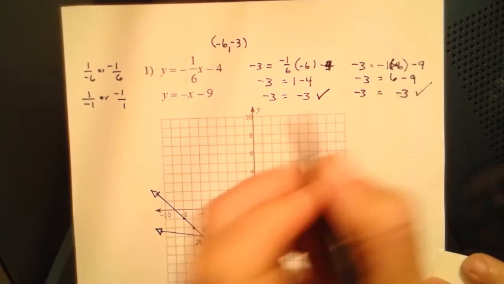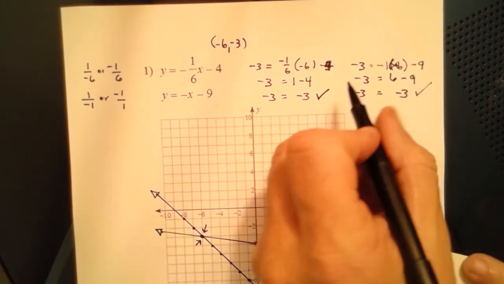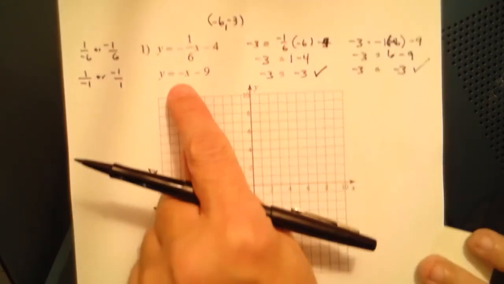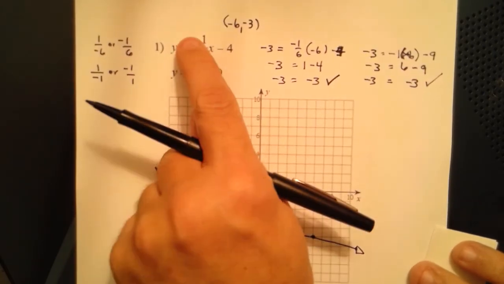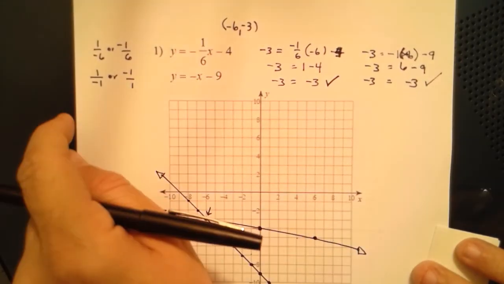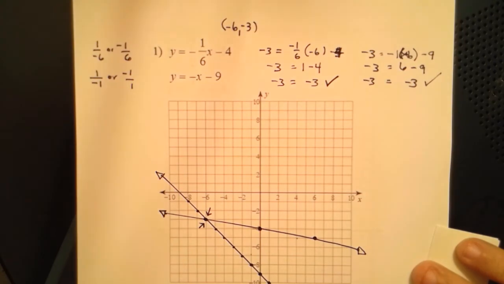-3 does equal -3, and therefore we have a solution that solves both equations. So by graphing, I found that -6, -3 is the solution set that solves both of these equations. Let's go ahead and do this one more time.